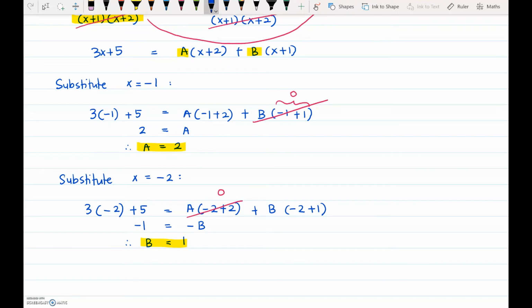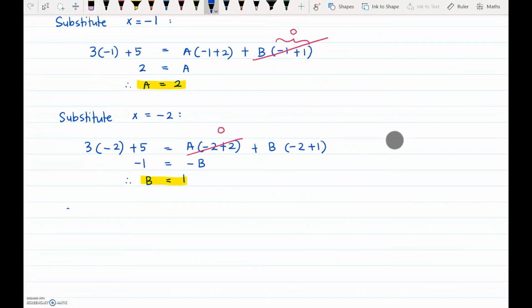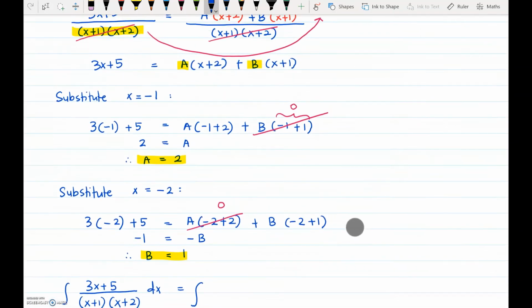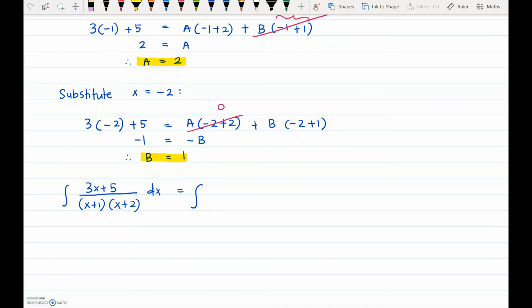Next, continue. Now your integration of 3x plus 5 over (x plus 1)(x plus 2) dx will be equal to the integration of a over x plus 1 plus b over x plus 2. We have the integration of a over x plus 1, that is your a is 2, over x plus 1 plus 1 over x plus 2 dx. So this is your a and this is your b.